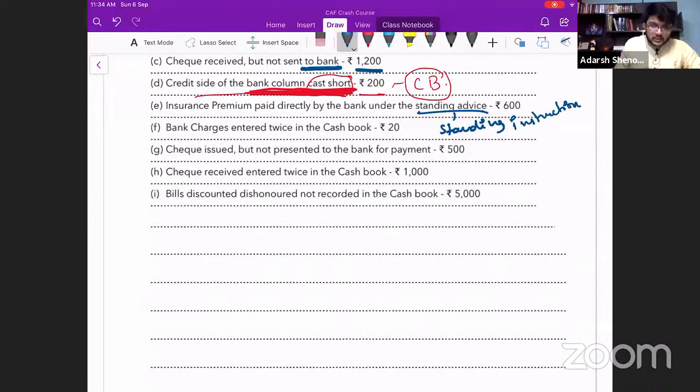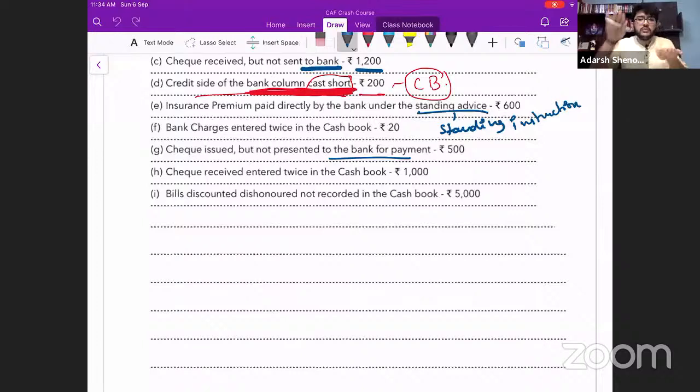Okay, next one. Check issued but not presented to the bank for payment. Simple. Which book has moved because of this? Check issued, presented to the bank for payment. Which book is moved? Cash book is affected. Has it gone upwards or downwards? Cash book has gone downwards because this is the payment. You have reduced your cash book balance.